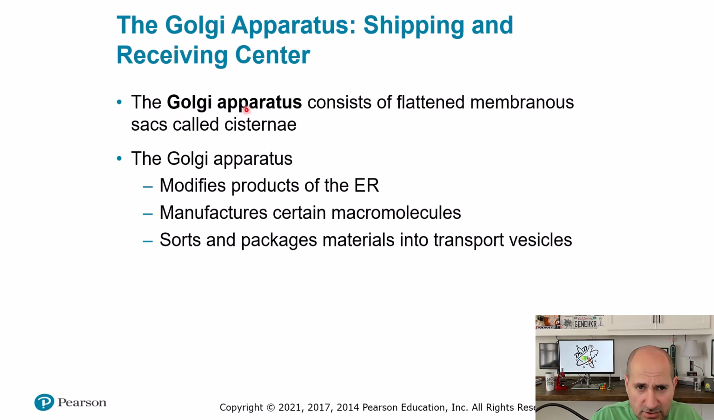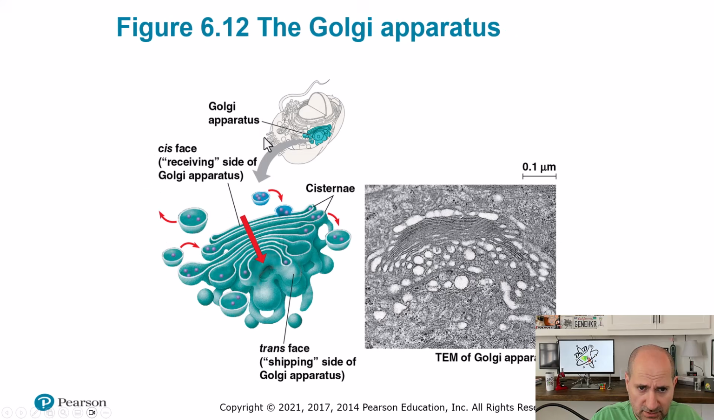You should know the function of the Golgi. Remember, it's the shipping and processing center of the cell. You should know that the Golgi is made up of flattened membranous sacs called cisternae. You should know that the cis face of the Golgi accepts proteins from the rough ER, and then those proteins are modified, and the trans face of the Golgi ships the proteins away.